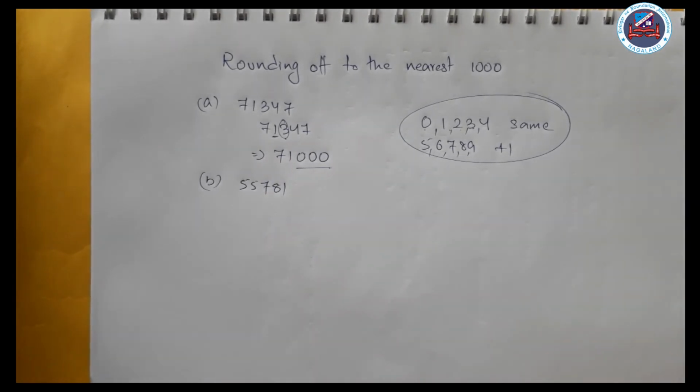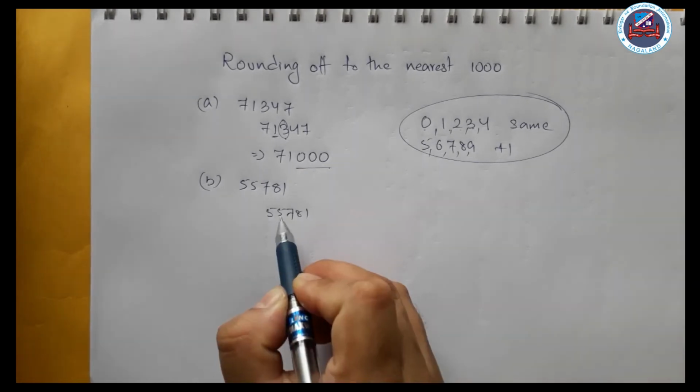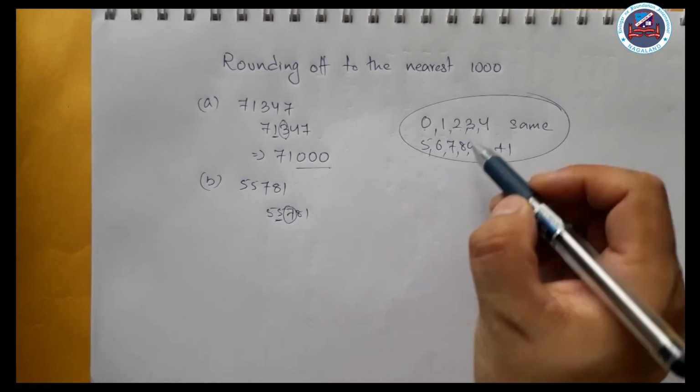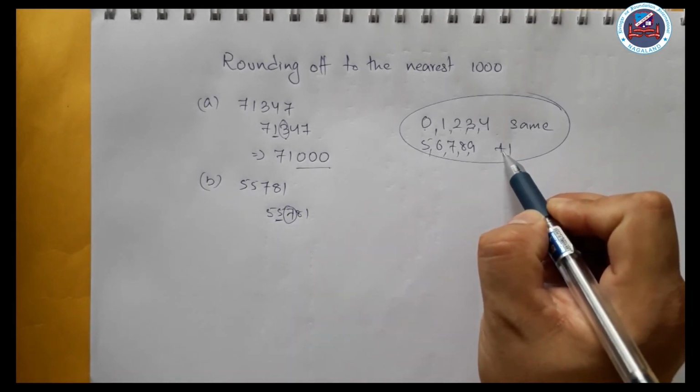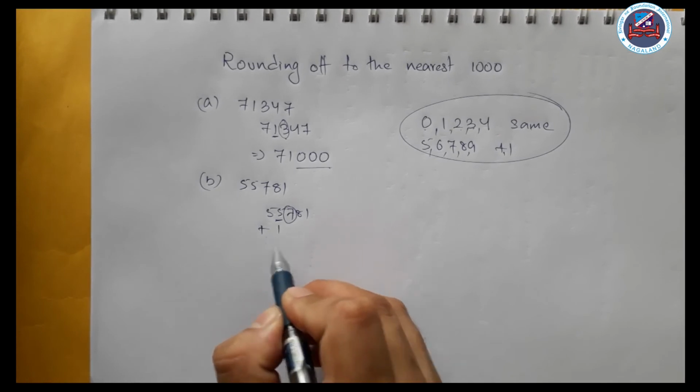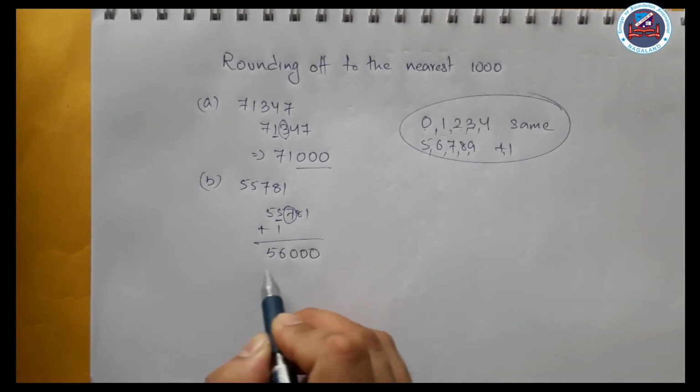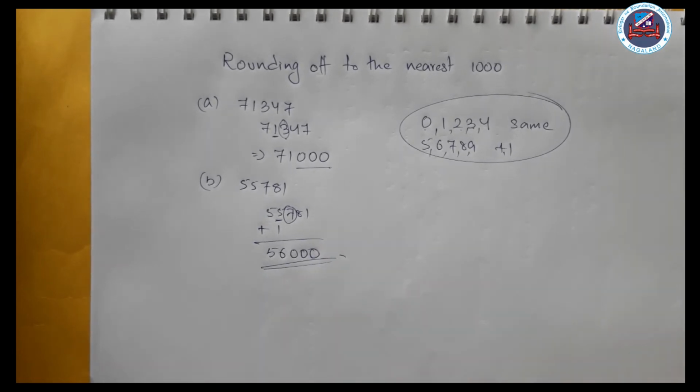55,781. Now here 5 is in the thousands place, so we look at 7. Now 7 means it is more than 5, so plus 1. So when we add 1 here, we get 56,000. So this is how we round off to the nearest thousand.